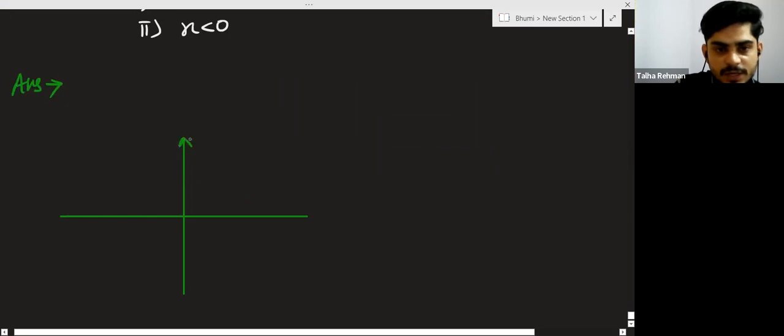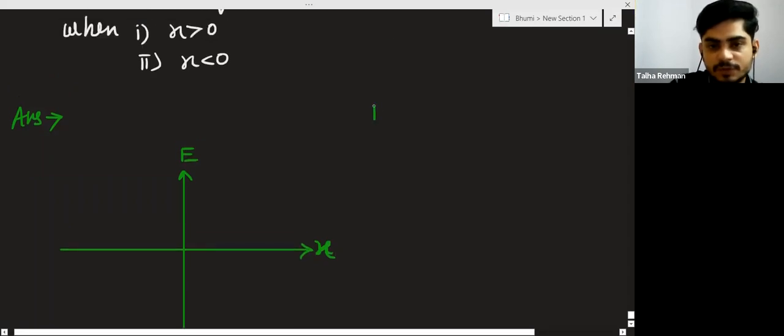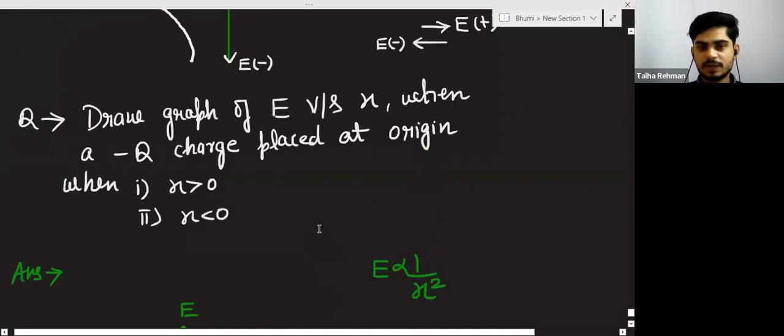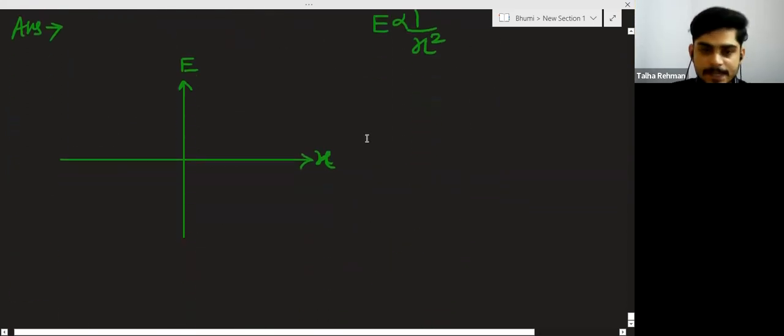This is again the electric field on the y-axis, and this is X on the x-axis. If I want to draw a graph of electric field, as we know, electric field is inversely proportional to 1 by X square, and the graph of this is known as a hyperbolic graph, like this. This is the hyperbola.